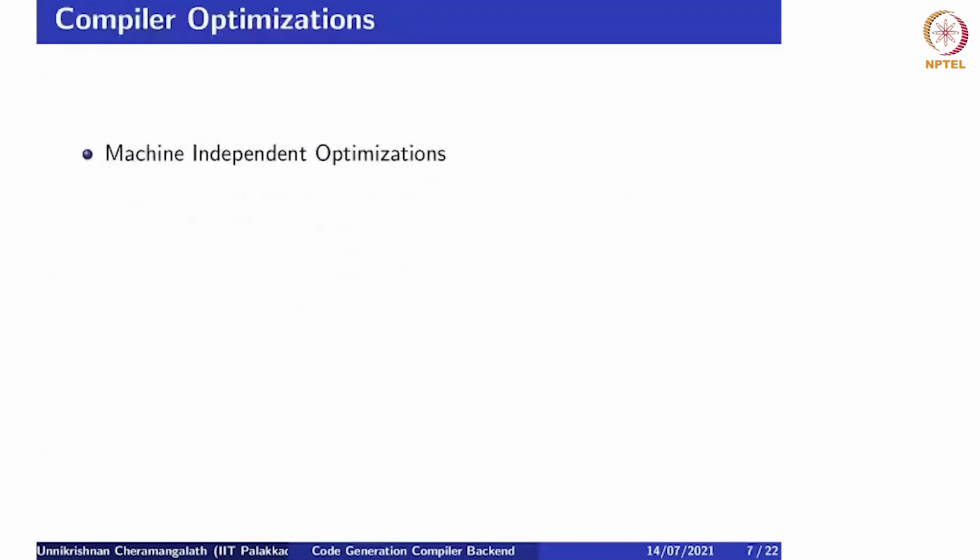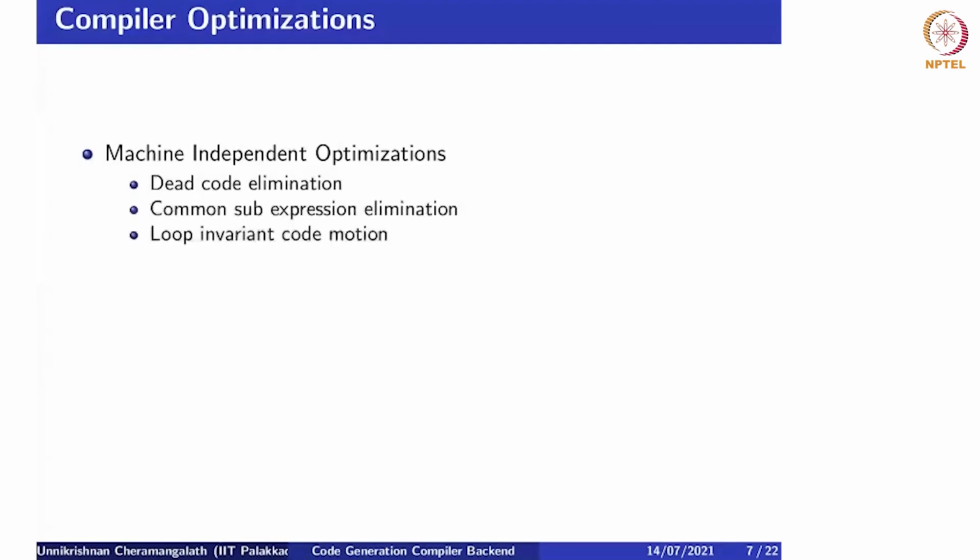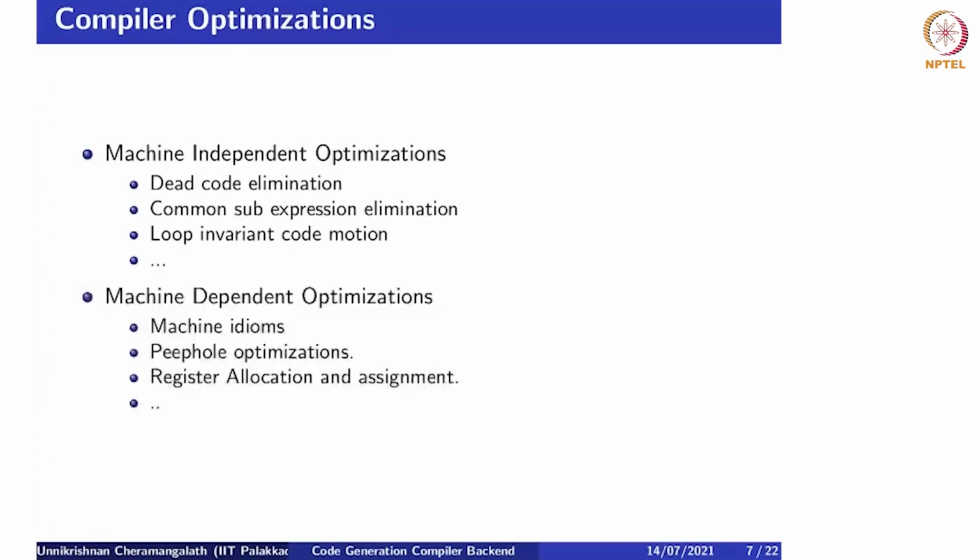Compiler optimization, I hope you have this covered, like machine independent optimizations such as dead code elimination, common subexpression elimination, and loop invariant code motion. All these are machine independent optimizations which can be done on LLVM IR. There are some machine dependent optimizations like machine idioms, peephole optimization, register allocation and assignment. These things are specific to each hardware, and are different. So you are going for a backend where it is machine dependent. So the lecture will be based on that.